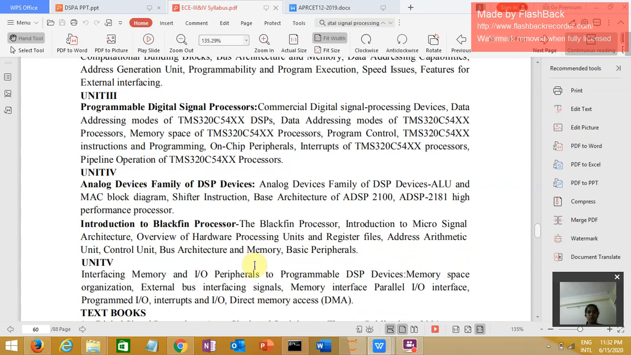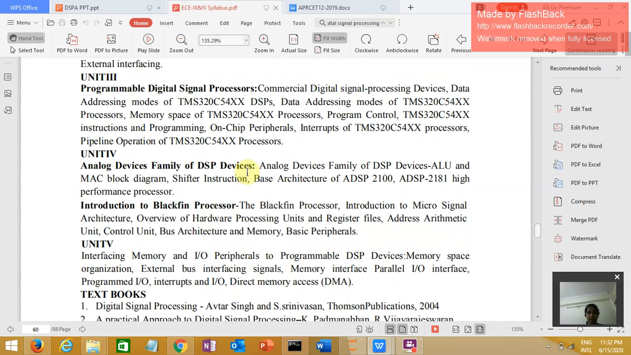Coming to unit 4, as the name itself suggests, we are completely discussing the Analog Devices families of DSP, and these are some of the names mentioned here. All the shift instructions and block diagrams of all these ADSP devices we are going to discuss, and we are discussing hardware processing units, register files, control unit, bus architecture, and all those of the Blackfin processor.